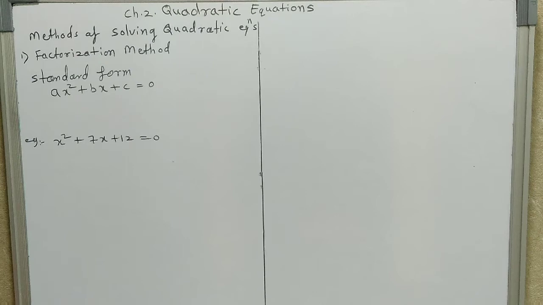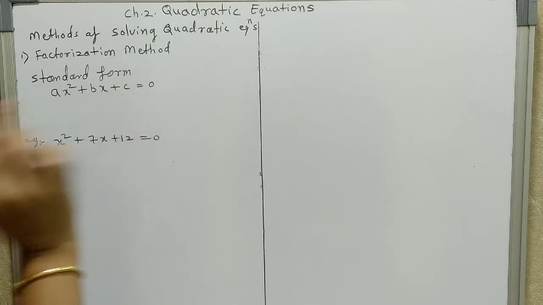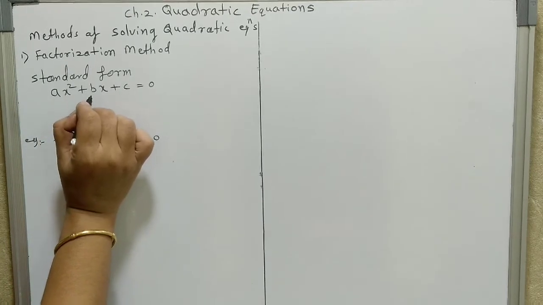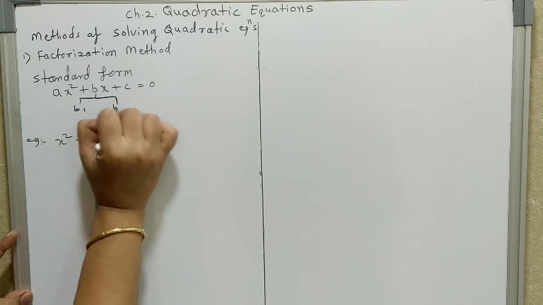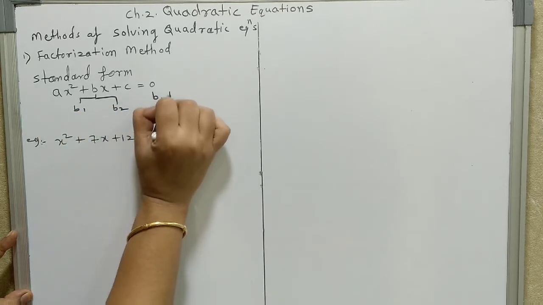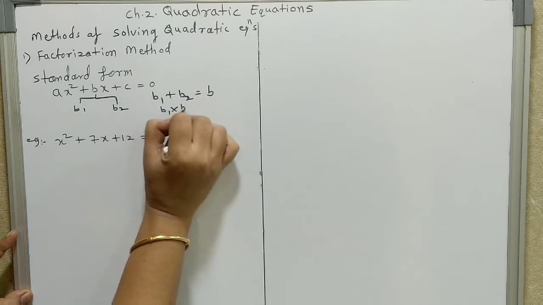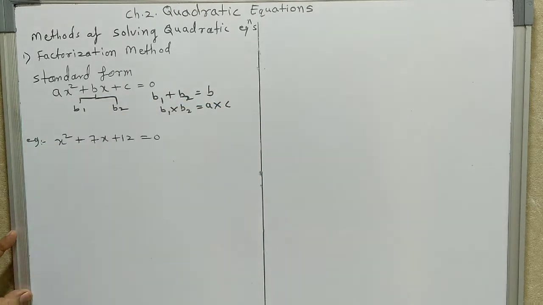Now solve the equation by the factorization method. Keep some points in mind. First, the given equation is in the form of ax square plus bx plus c. This is the standard form. Now, how to solve this quadratic equation? This is the middle term b. So, first, we split up this middle term into b1 and b2, such that the sum b1 plus b2 is equal to b, and the multiplication b1 into b2 is equal to the multiplication of a into c. This is the main thing in this factorization method.